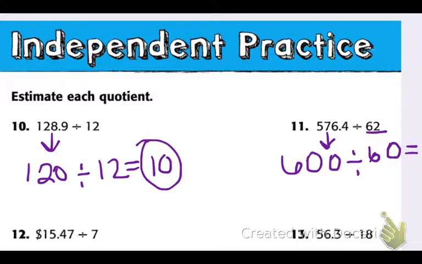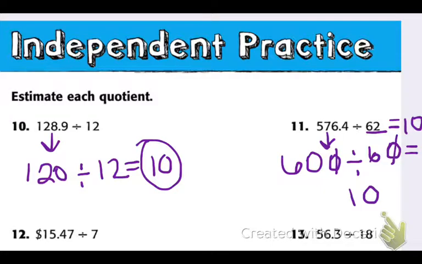I can divide 60 into 600. Remember our tricks with the zeros. So 6 goes into 60 10 times. So it's about 10, right? It's close. So 60 times 10 is 600. So it's reasonable to say it's around 10.